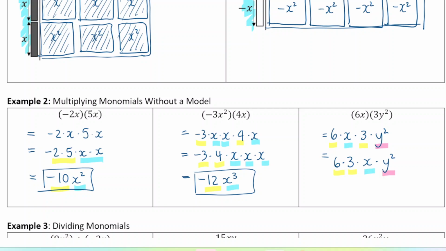Now when the variables are not matching, we can't combine them. They're totally different, so we just leave them, but we can multiply those numbers together, so that would give us 18, and then we just write xy squared. So we multiplied the numbers. We did technically multiply the variables, but we can't combine them in any way because the letters are different. Okay, great. Let's try dividing monomials.